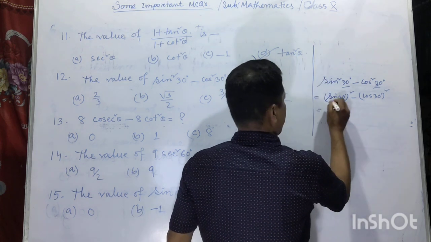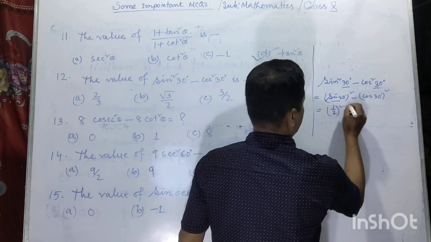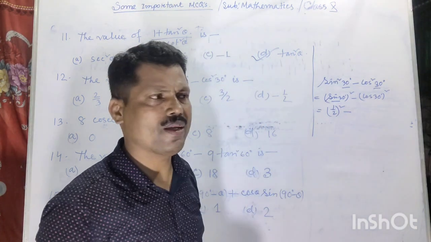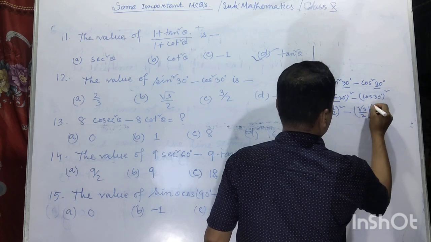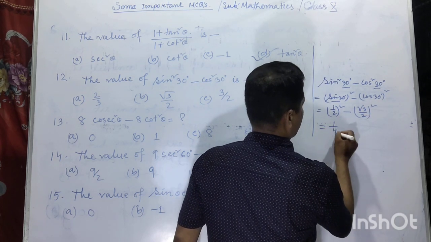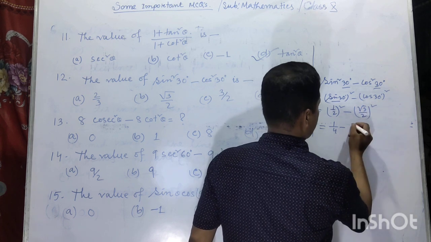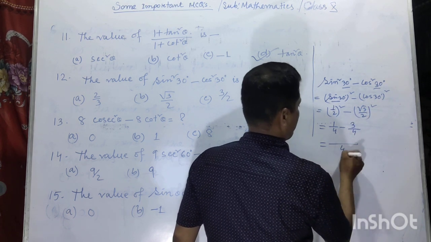So sin 30 degree value is half, whole square, minus cos 30 degree value is root 3 by 2, here root 3 by 2 whole square. So 1 by 4 minus under root 3 whole square means 3, and 2 square means 4. Then what can we write? LCM is 4.